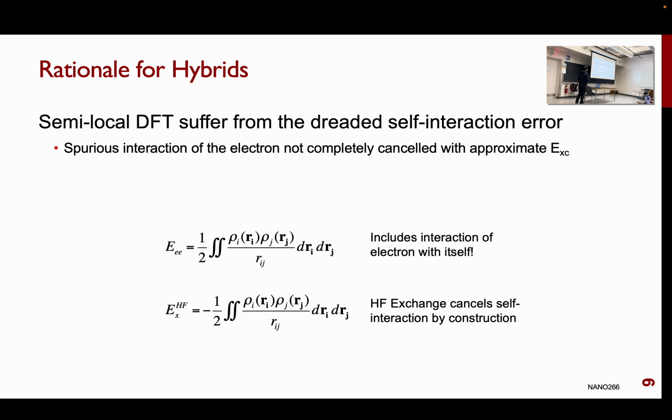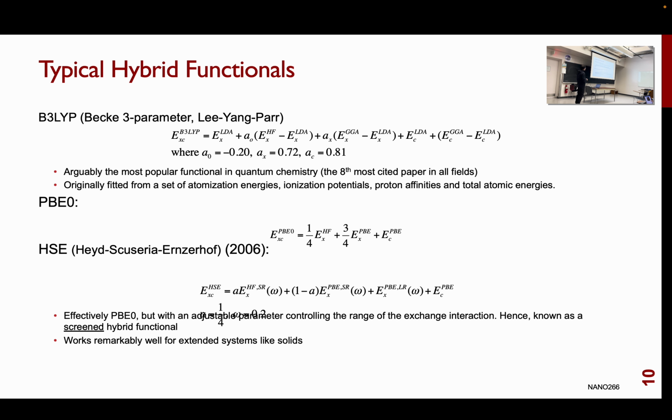Now, the difference is that the Hartree-Fock approach actually cancels out this self-interaction by construction. If you recall, the way that we went through the whole Hartree-Fock derivation is such that we already have this cancellation term built into the Hartree-Fock formalism. So we actually have exact cancellation of this self-interaction error, at least for the exchange part. So basically, the rationale is to combine the two.